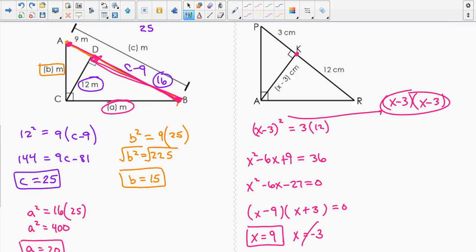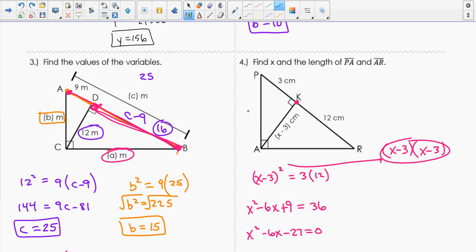I need to figure out the length of PA and AR, so I don't want to label it as x. I'm going to label this just as A and this as B. Okay, if I look at my big triangle, I actually have a couple of choices. That's a leg of my big triangle, but I could also do A squared plus B squared equals C squared since I have those lengths.